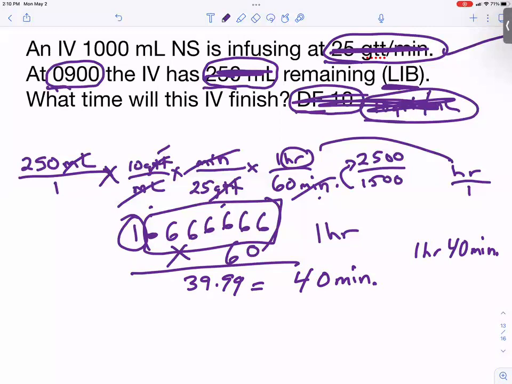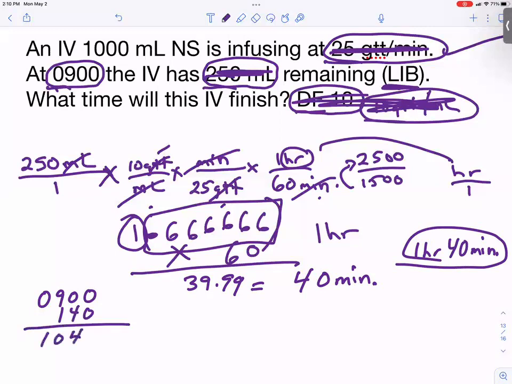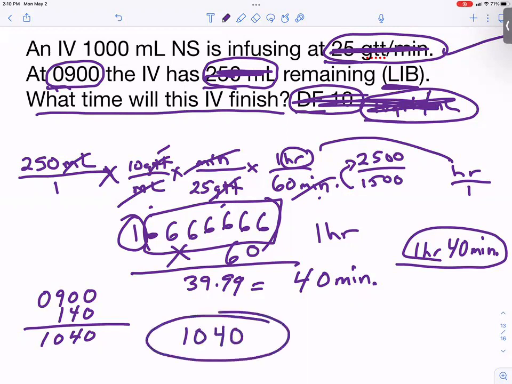But that's not what it's asking me. It's asking me what time it will finish. So I walked in at 0900, and if it's going to take an hour and 40 minutes, I need to walk back in at 1040 with a brand new IV bag. So the answer to this question, what time will this IV finish? The time is 1040, and that's all I write on my answer line.